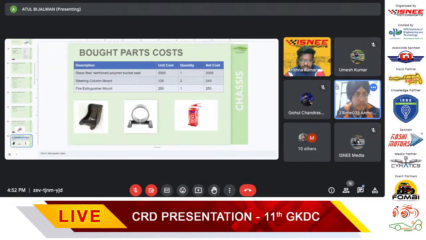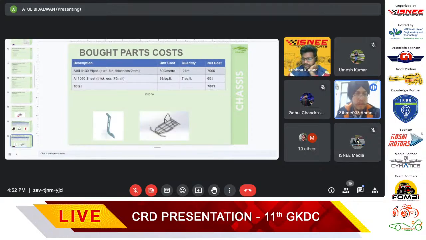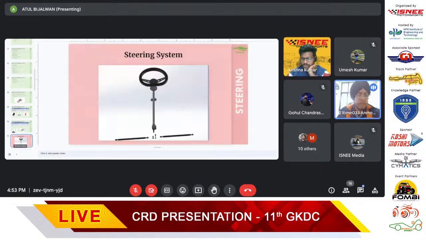Moving forward, these are the bought parts: fiber reinforced bucket seat, which is 2,000 rupees, and steering column mount and fire extinguisher mount, which are nearly 120 and 250 rupees. Moving forward, these are the bought parts, that is raw material for the pipes, that is 300 per meter for 24 meters, which adds up to 7,000 rupees. And for underbody sheeting, we used AI 1060 sheet of 0.75 mm, which is 93 rupees per square foot unit cost, and the total cost would be 651, which adds up to 7,651.